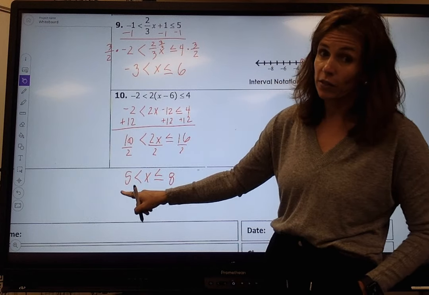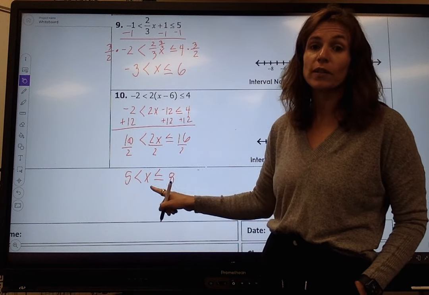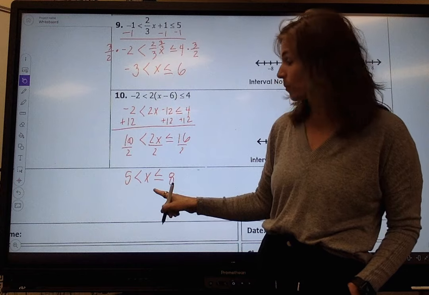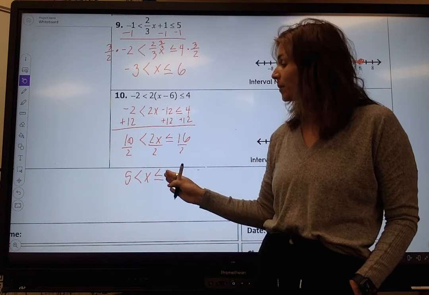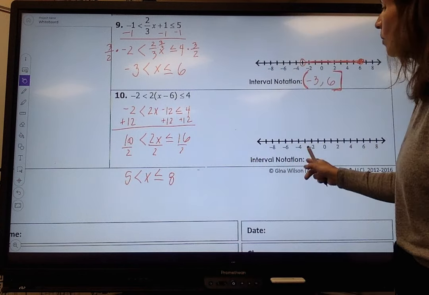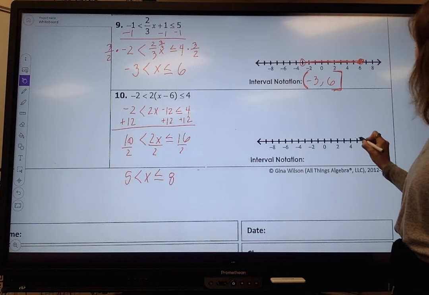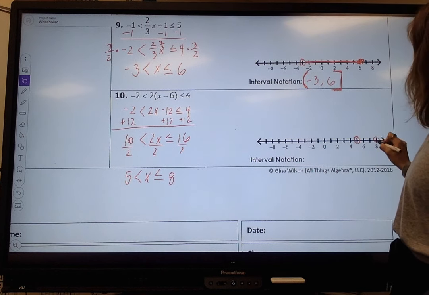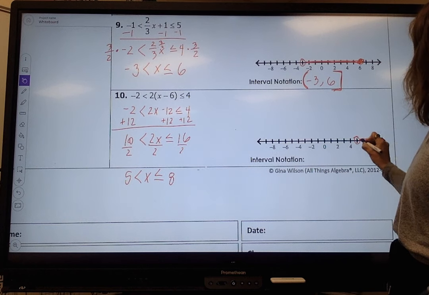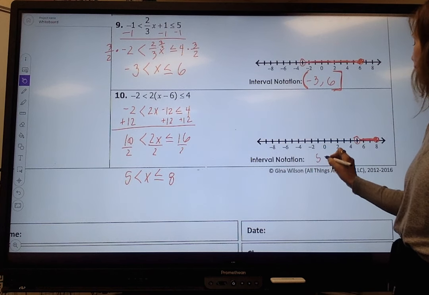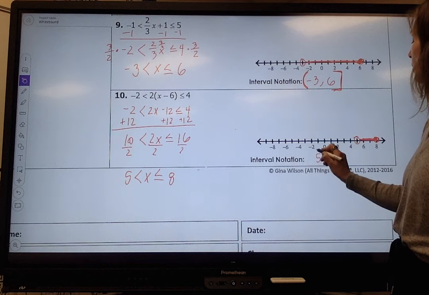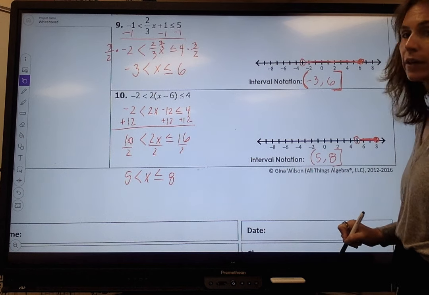Target numbers least to greatest, 5 and 8. Perfect. So x is anywhere between those two numbers. It's going to be greater than 5, but it's going to be less than or equal to 8. So on my number line, it's going to be open circle on 5, closed circle on 8, and they go together. So this graph starts at 5, it goes to 8, parenthesis on 5, bracket on 8.